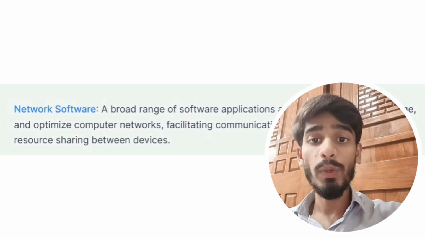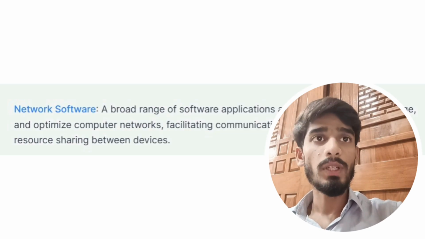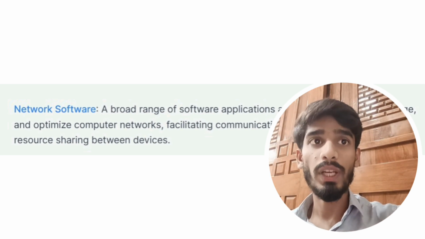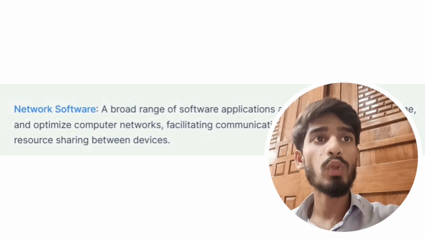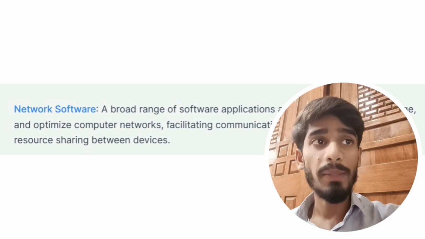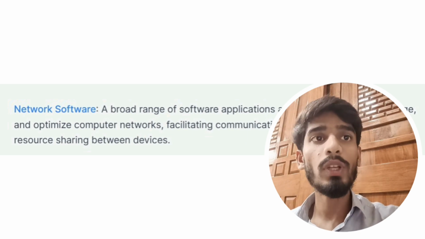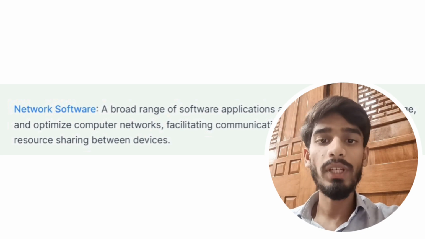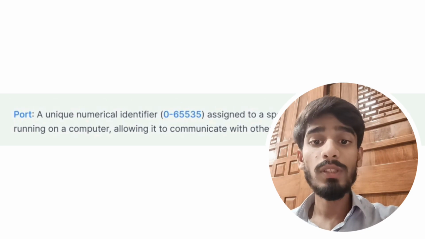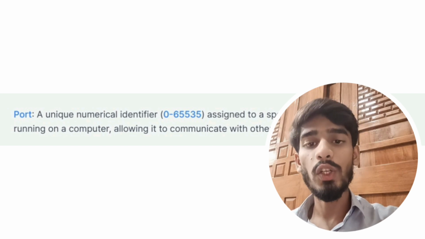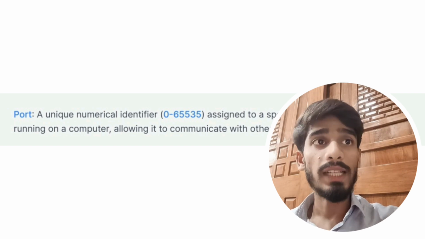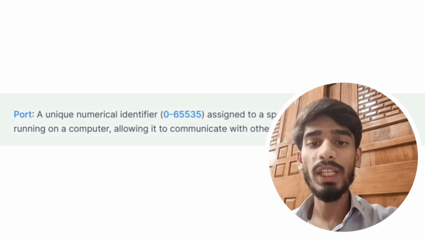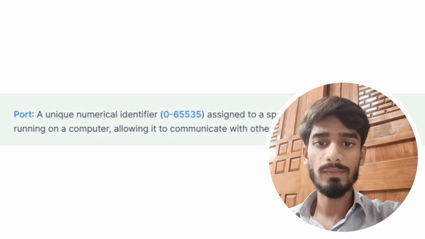Now we are going to discuss 20 important points. First thing, defining network software. What is network software? Network software is a broad range of software applications and tools that enable, manage and optimize computer networks, facilitating communication, data exchange and resource sharing between devices. Second point, what is a port? A port is a unique numerical identifier assigned to a specific process or service running on a computer, allowing it to communicate with other devices on a network.